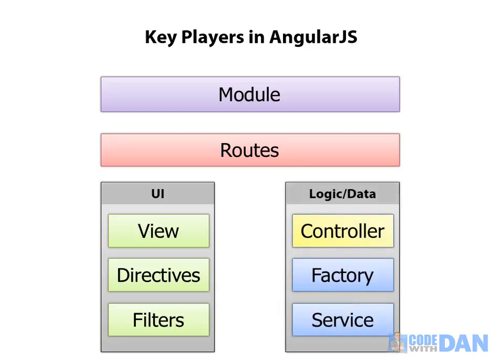Now over on the logic data side of the equation, we have controllers. These are our brain for our views, you'll see. And then controllers can get data or perform business rules against factories or services.